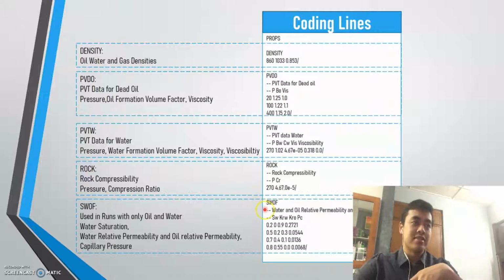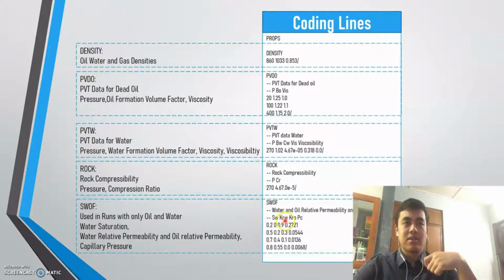And last but not least is SWOF, which is the water and oil relative permeability. In this section, they will require 4 sets of data, which are water saturation with its consequent water relative permeability, oil relative permeability, as well as capillary pressure. As you can see here, 0.2 is the SW, the water relative permeability is 0.0, the oil relative permeability is 0.9, and the capillary pressure is 0.2721.